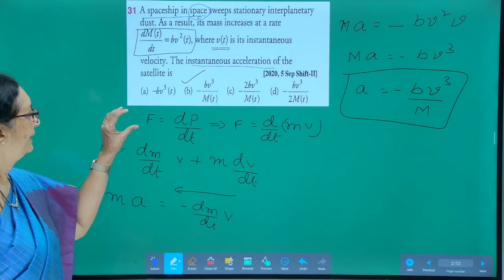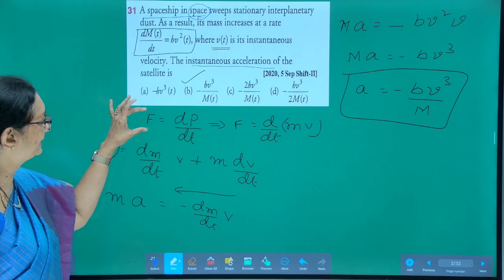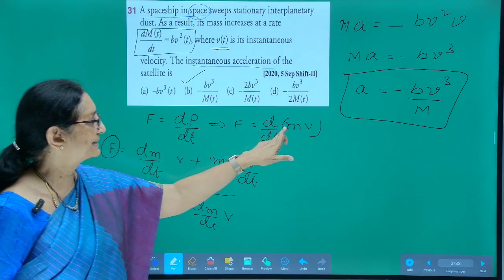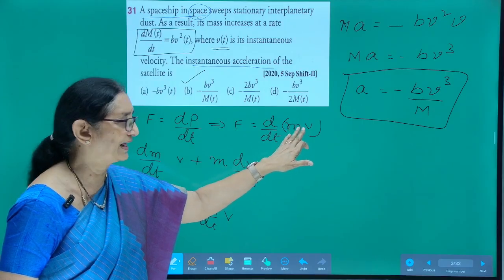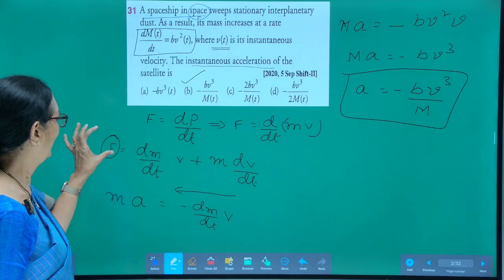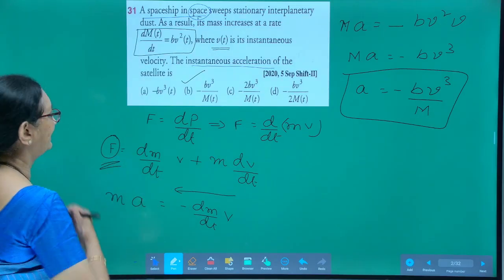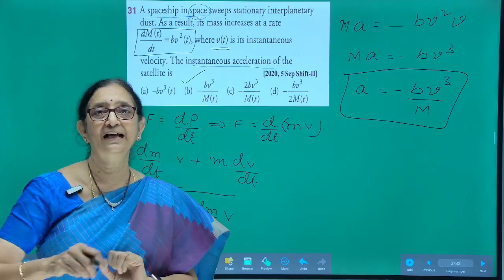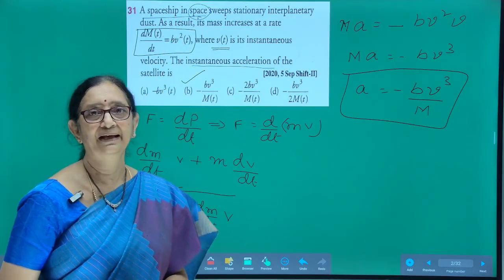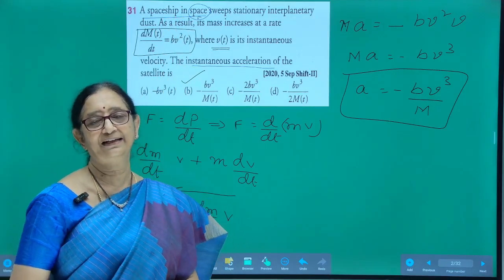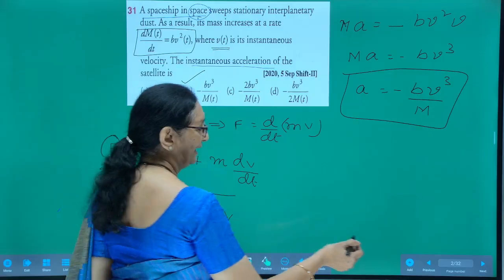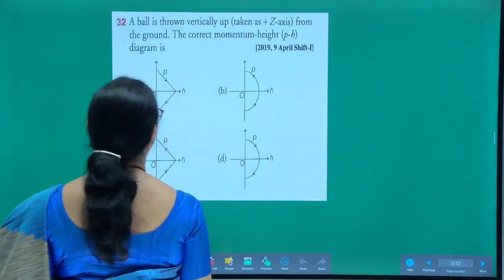So here the hint is that force is the rate of change of momentum. Mass is also a variable function of time here, so you have to apply partial differentiation. We have taken the condition that the external force is 0 because the spaceship is in space, and the external force acting on it is equal to 0. Okay? Now let us move on to the next problem.